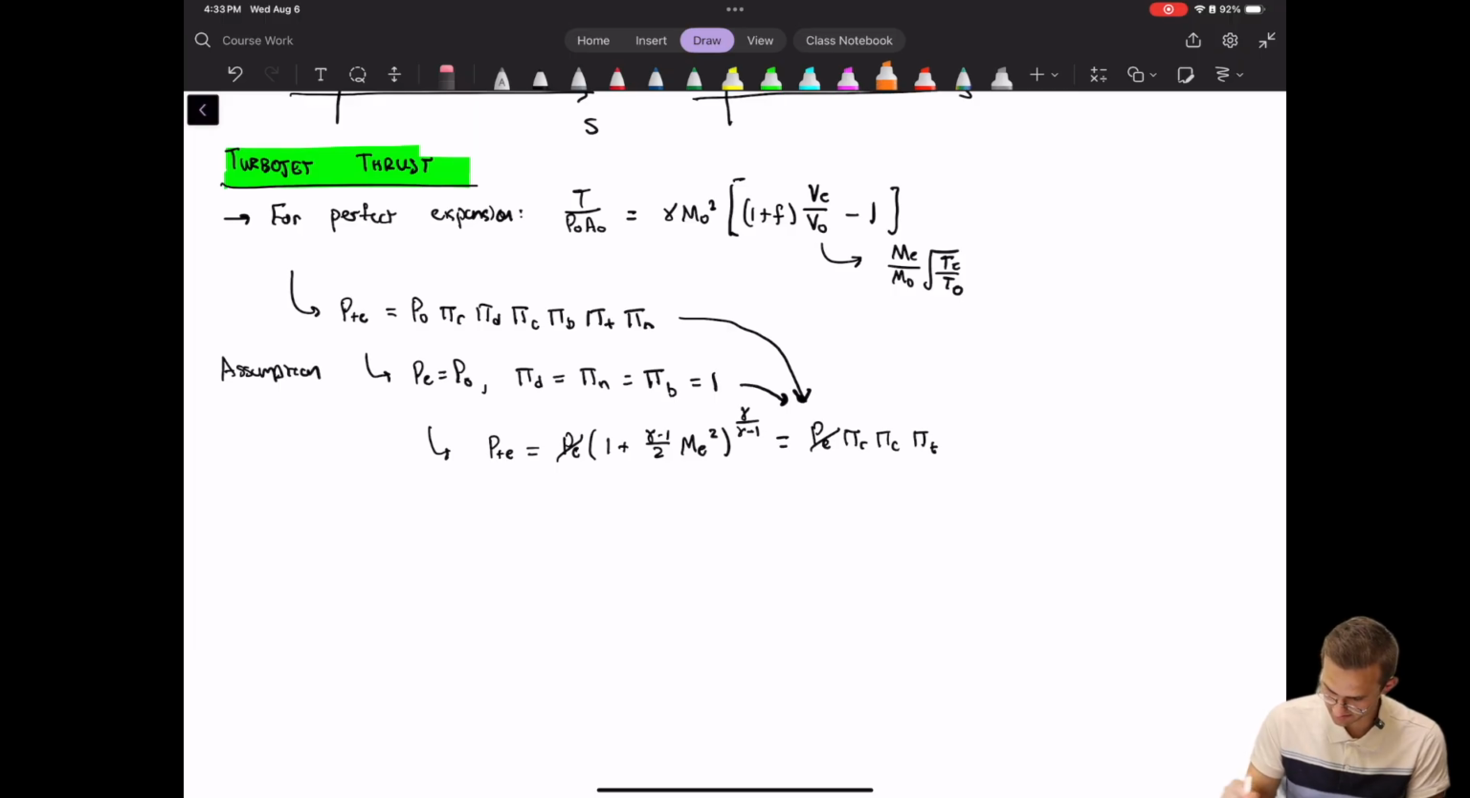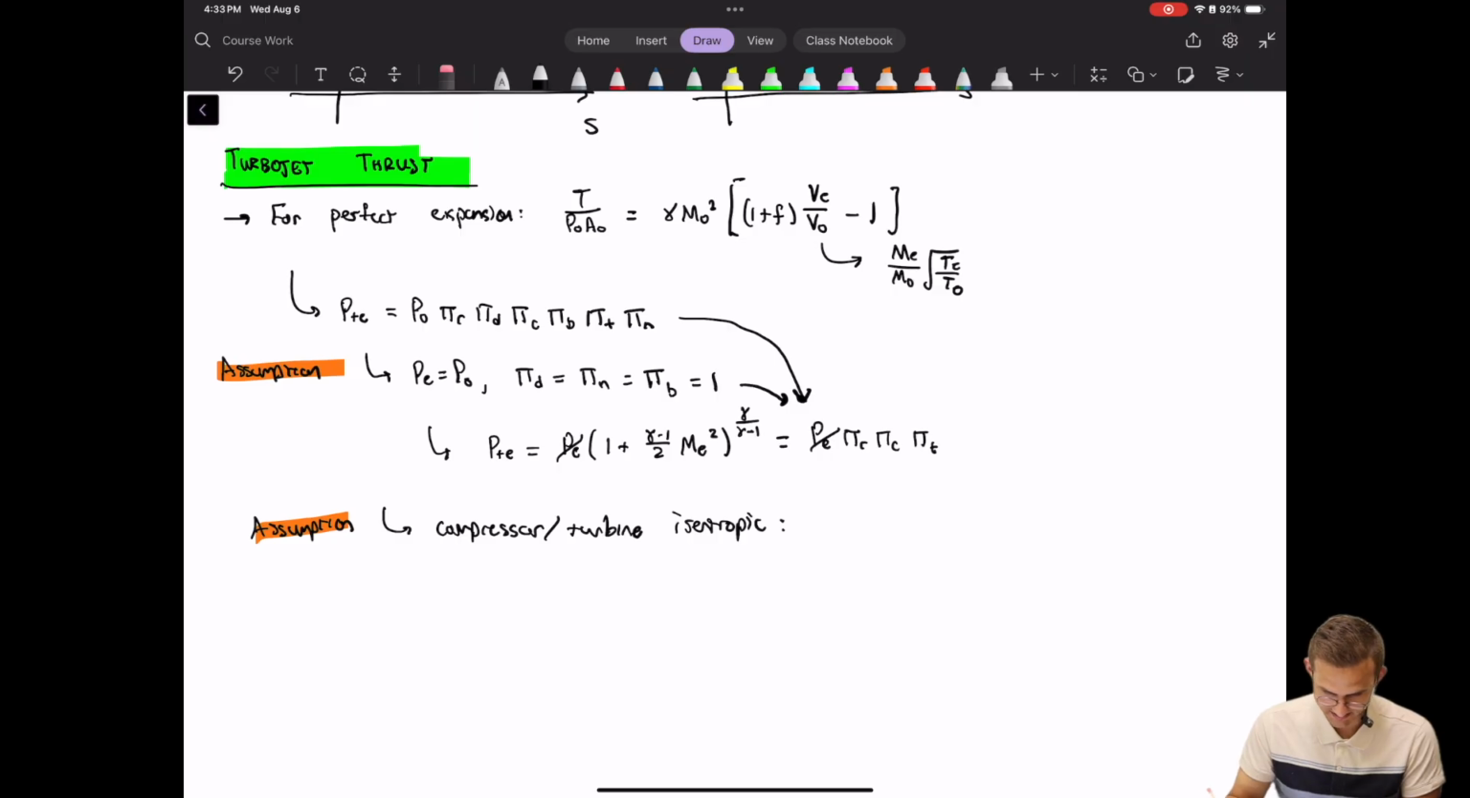I'll highlight that in orange. The other assumption that we need to make is that the compressor and the turbine are behaving isentropically. So compressor/turbine, isentropic. That means that, like I said before, pi c is equal to tau c raised to the power of gamma over gamma minus 1. And same with the turbine.